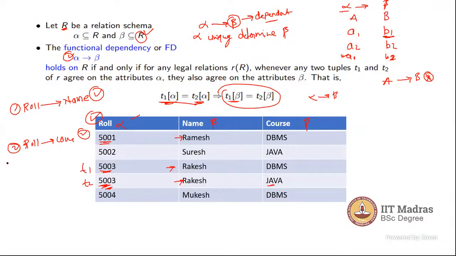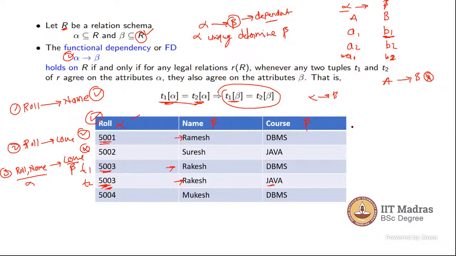Now let us take a combination of, say, roll number and name determines course. In this case also, the combination is alpha and this is beta. Now 5003 Rakesh is determining DBMS and 5003 Rakesh is also determining Java. So this functional dependency does not hold true here.